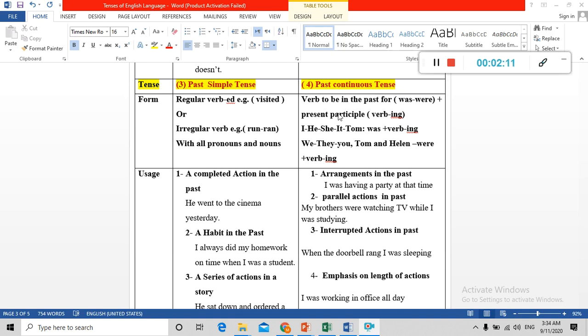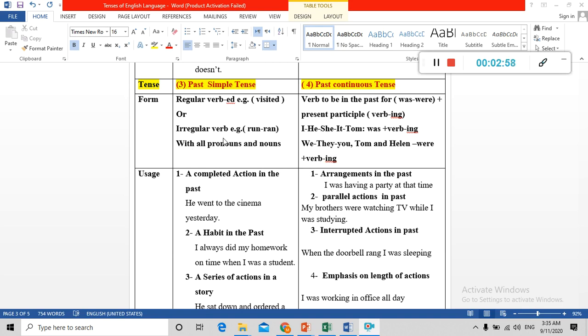But on the other side, there is what we call the past continuous tense, which uses verb to be in the past, which is was and were, plus the present participle, which is verb ing. If I have the subject I, he, she, it, or a singular noun, I use was plus verb ing. If it is we, they, you, or a plural like Tom and Helen, we use were plus verb ing.